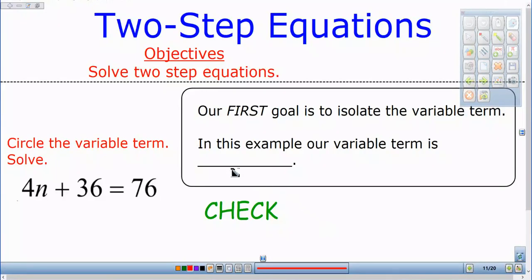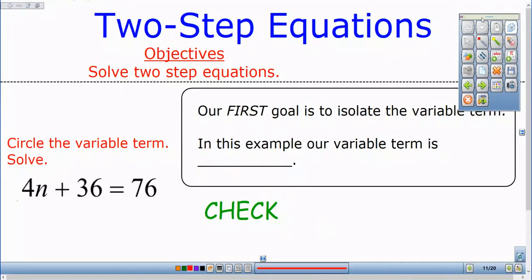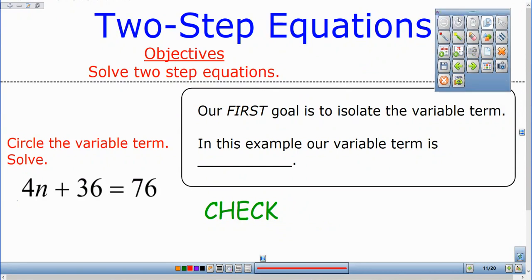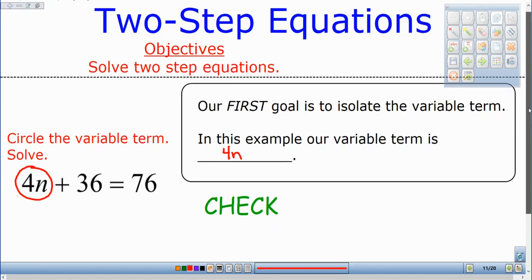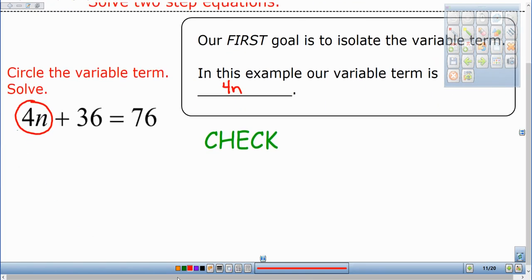In this video, we're going to be solving two-step equations. And our first goal in solving a two-step equation is to isolate what we call the variable term. In this example here, our variable term is 4n. It is the term that contains the variable. So what we want to do is isolate that term first. There are two terms on the left side of the equation. So we need to get rid of the other term, and that is the plus 36.